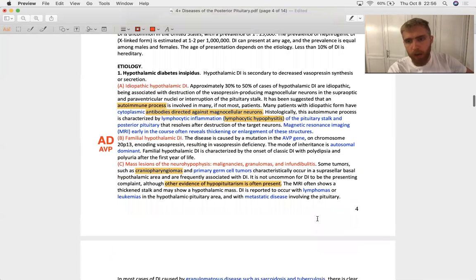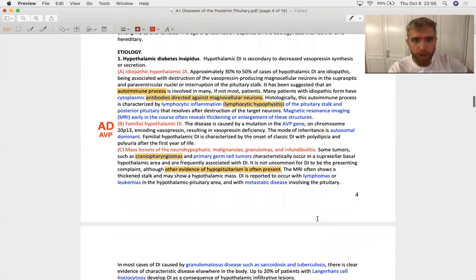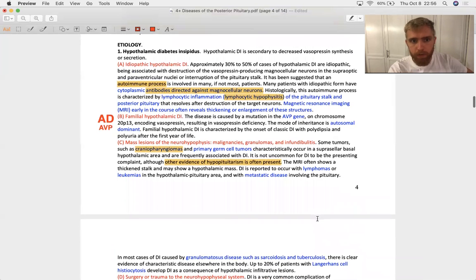So ADH, aquaporins, free water back into the bloodstream. You don't have ADH, you don't reabsorb water, all the water goes out, diabetes insipidus. Again, if this is happening because your pituitary is not making ADH, we're going to call that neurogenic or hypothalamic diabetes insipidus. Could possibly be due to an autoimmune process in which there's antibodies directed against magnocellular neurons.